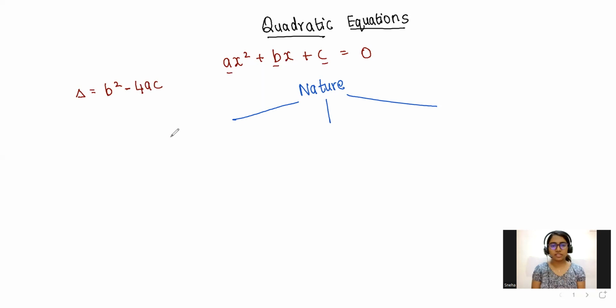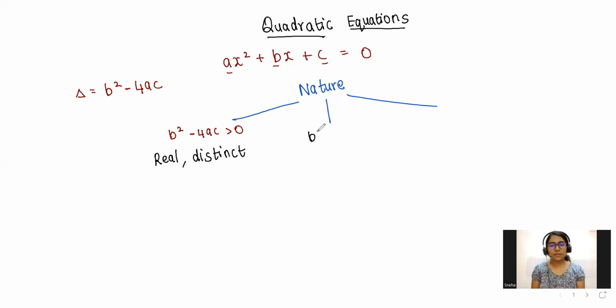For example, if the discriminant b square minus 4ac is greater than 0, then I could say that the roots would be real and distinct. For a quadratic equation, the maximum number of roots would be 2. So those two roots would be distinct, that is, there'll be two different values.